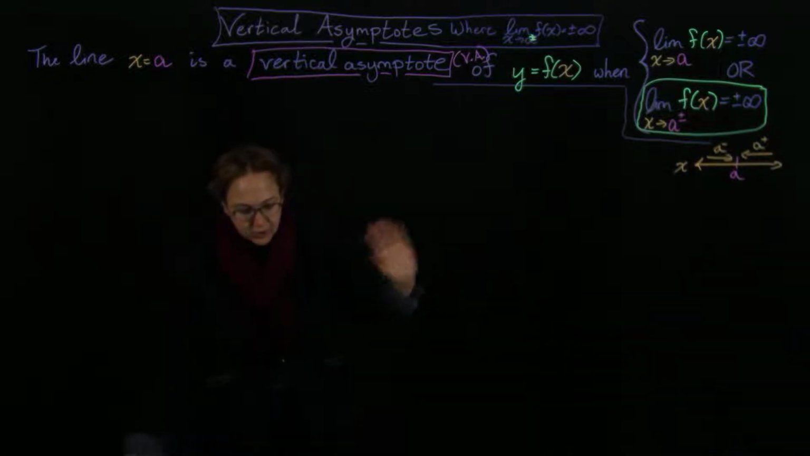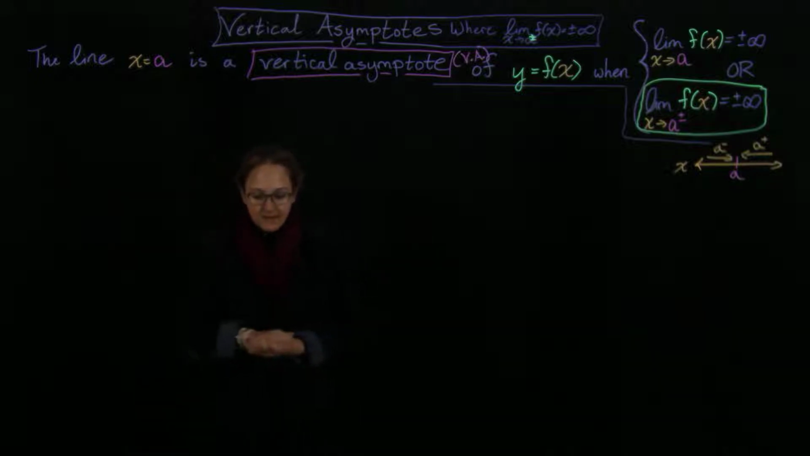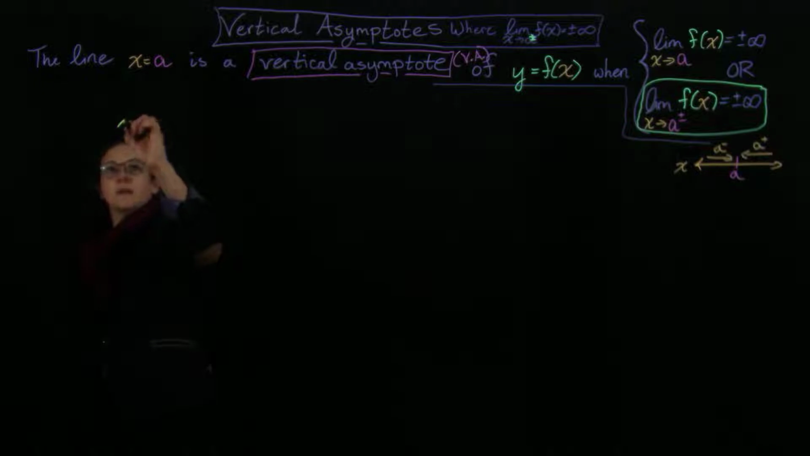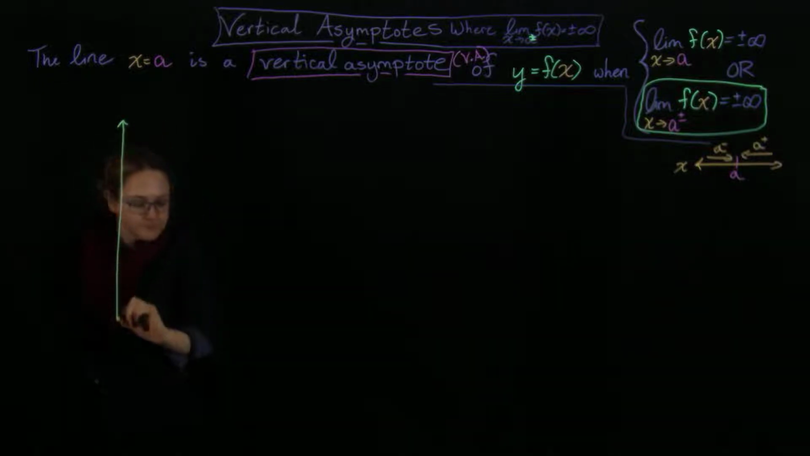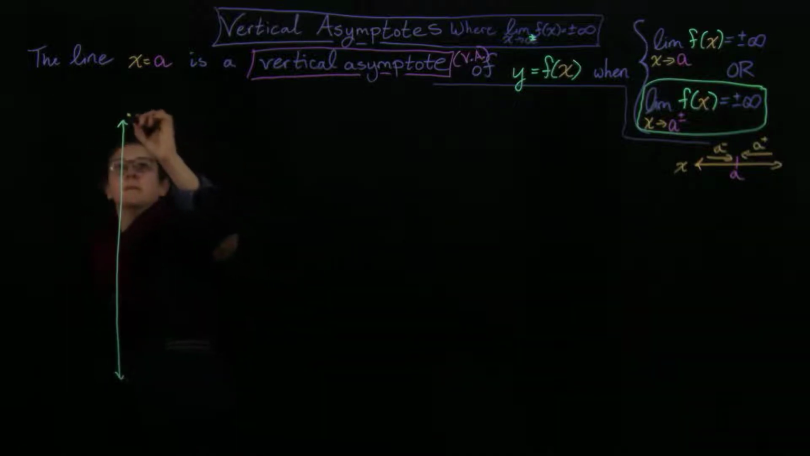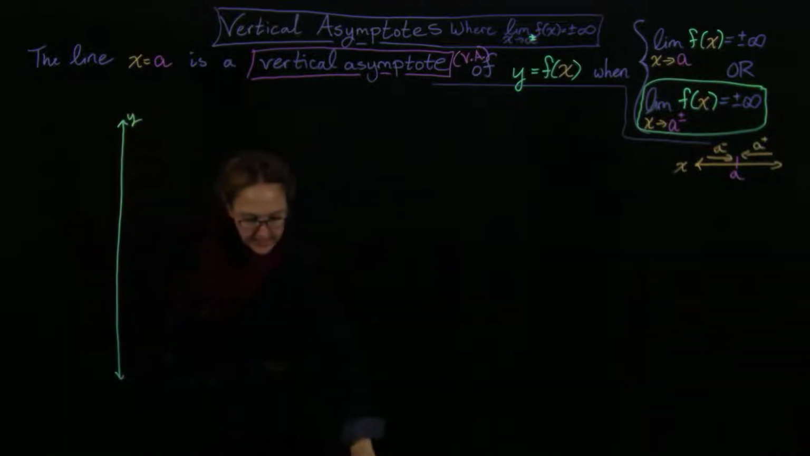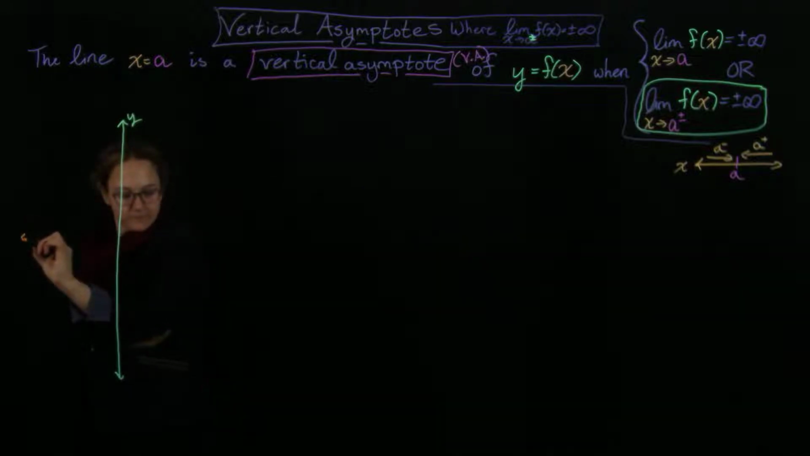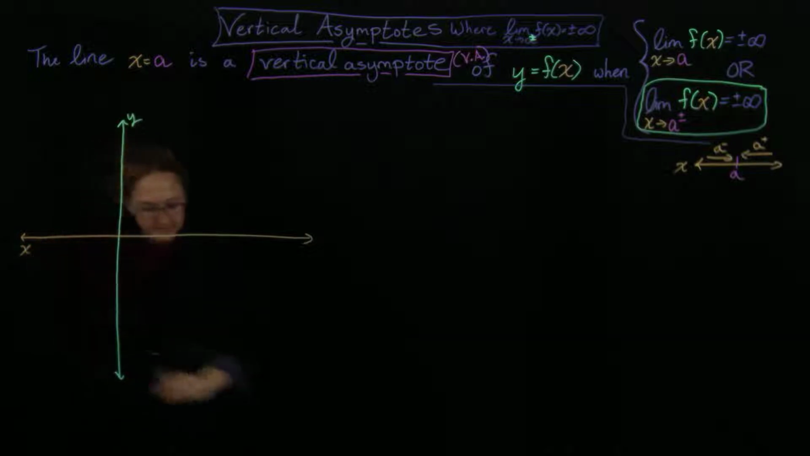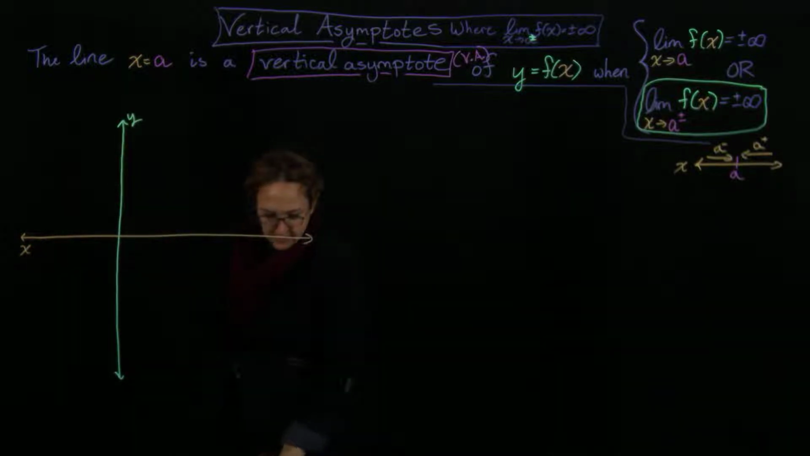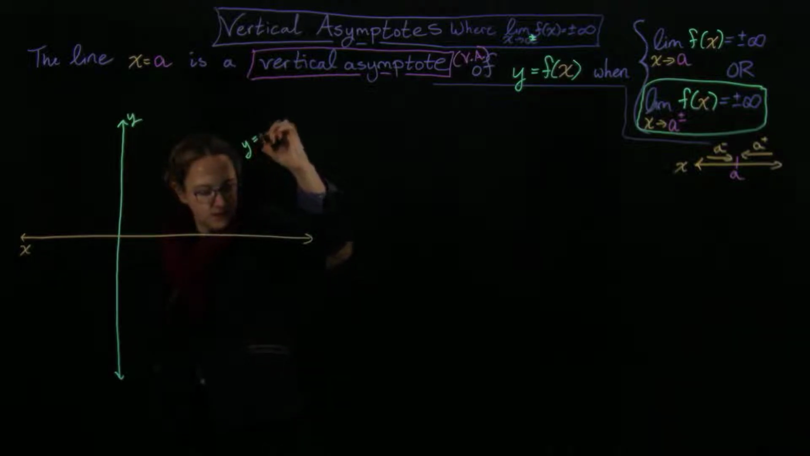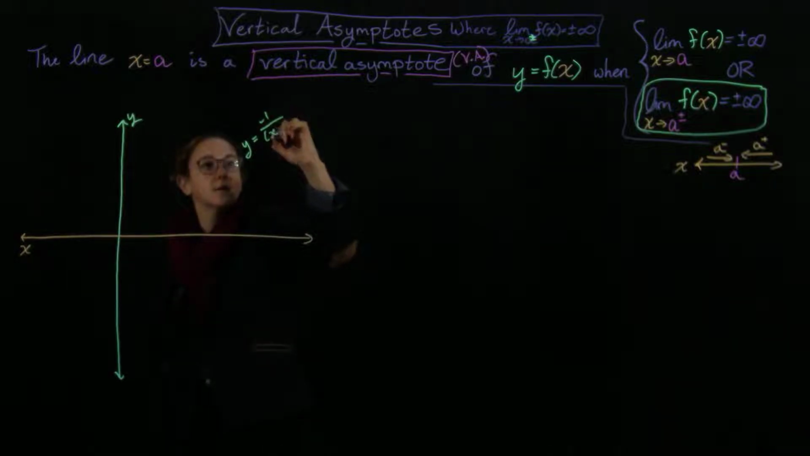Okay, so there are two different circumstances. The first one, I'll draw here. This is my y-axis, and this is my x-axis, and I'm looking at the graph of the function. So I'm looking at y equals minus 1 over x minus 1.